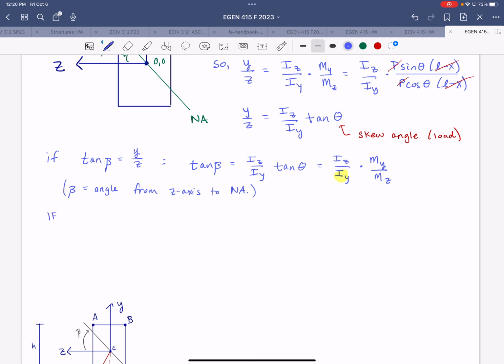Is that like also apply to pipes? Particular pipes? Yeah, right. Anytime that Iz and Iy are the same. So, yeah, pipes, tubes with the same dimensions in both directions, things like that.